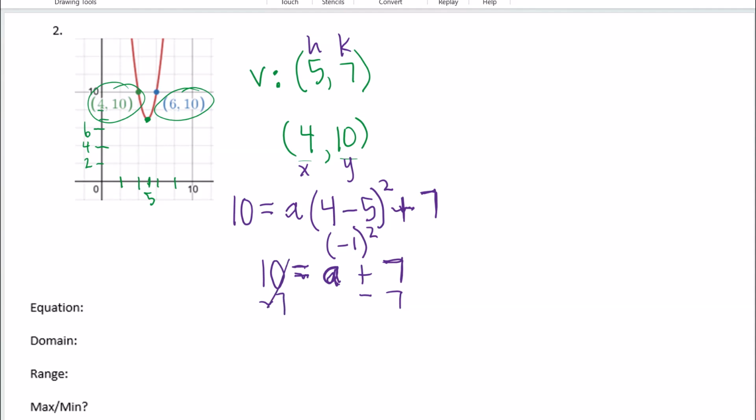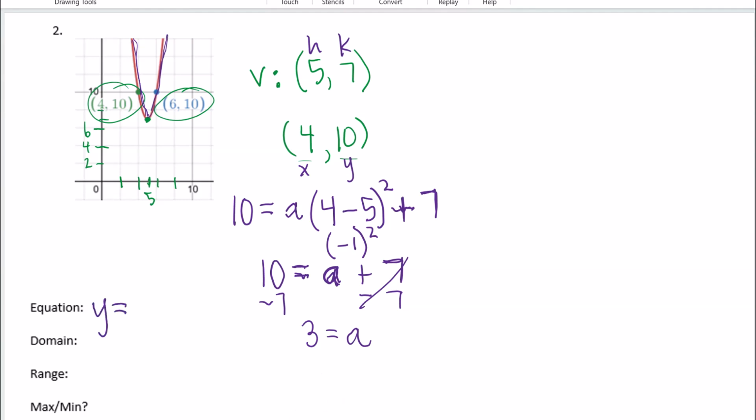So then when we solve for a, we subtract 7. 10 minus 7 is 3, so 3 equals a. Which makes sense because this parabola is really narrow, so that's why it made it more narrow.